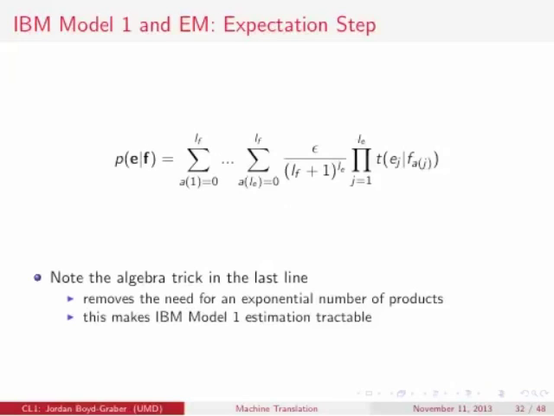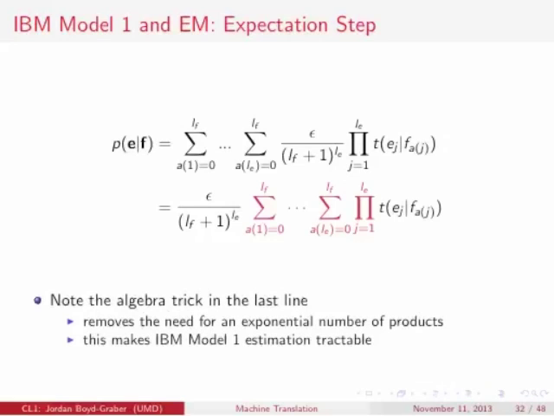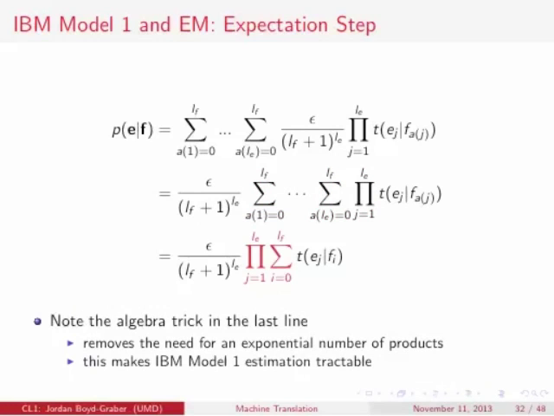So this is the same expression, and now what we can notice is that the probability of alignments is constant. So we can just move that to the left, outside of the sums, but then we still have these messy sums and then a product. And so we need an algebra trick in order to handle this, and what we can do is turn the sum over products into a product over sums, and this makes it a lot simpler.